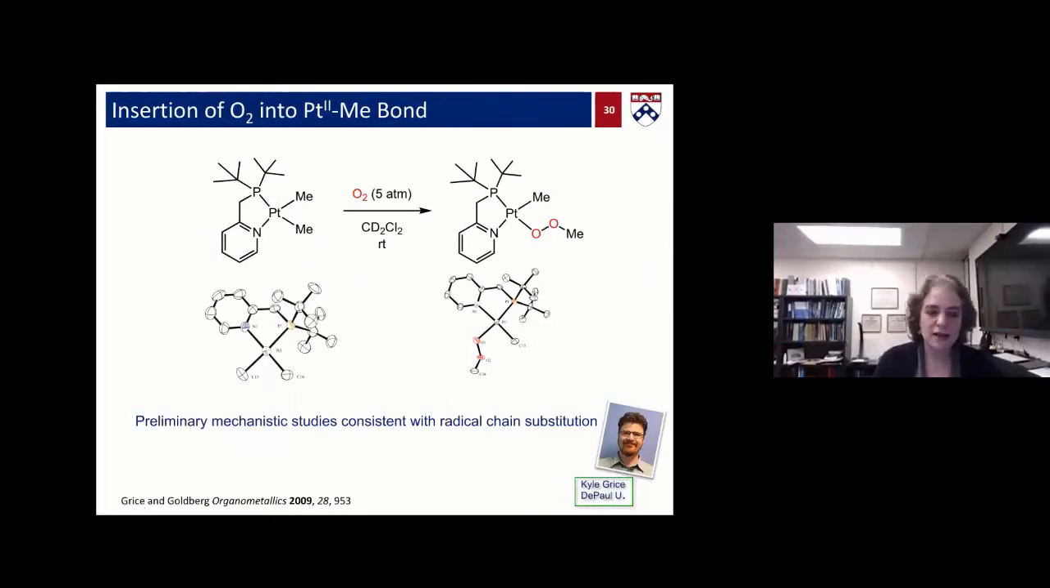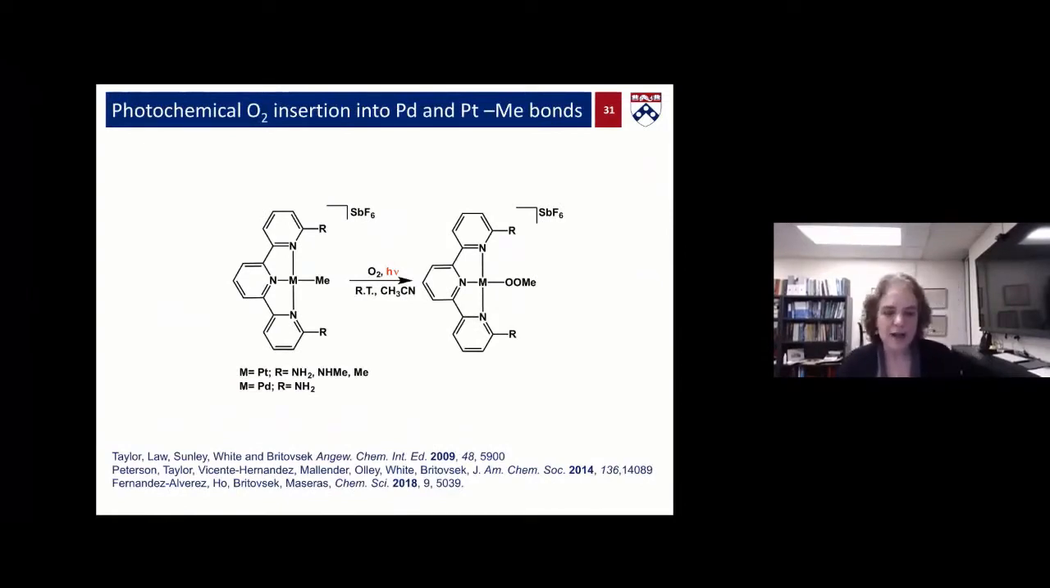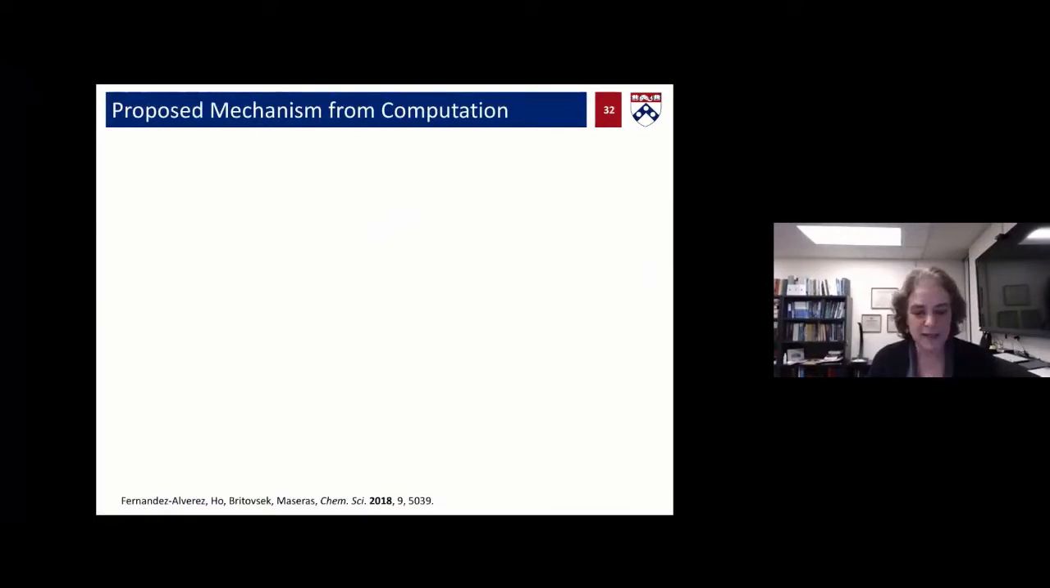A similar mechanism was proposed in some work by Kyle Grice, who looked at oxygen insertion again into a square planar, in this case platinum complex. Oxygen insertion happens trans to the weaker platinum methyl bond, which would be trans to the stronger trans director there. So the results here again are consistent with a radical chain substitution. One more example is this one by Bertovcik, where they found that this was a photochemical reaction, which was oxygen insertion to generate this peroxymethyl. They found quite a different mechanism, which is shown here.